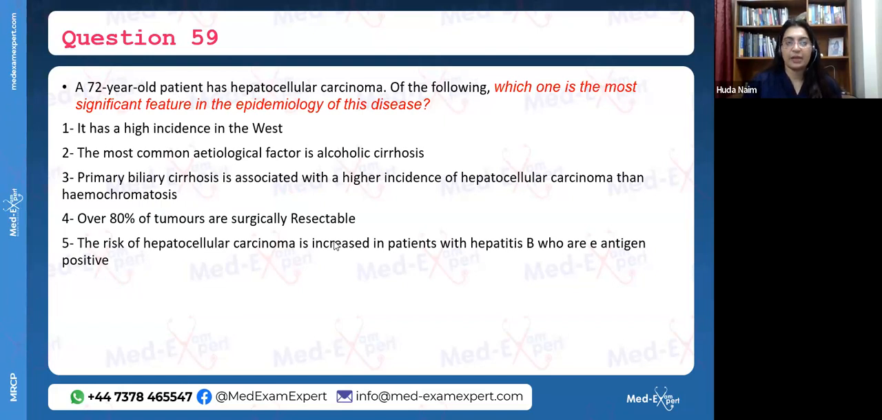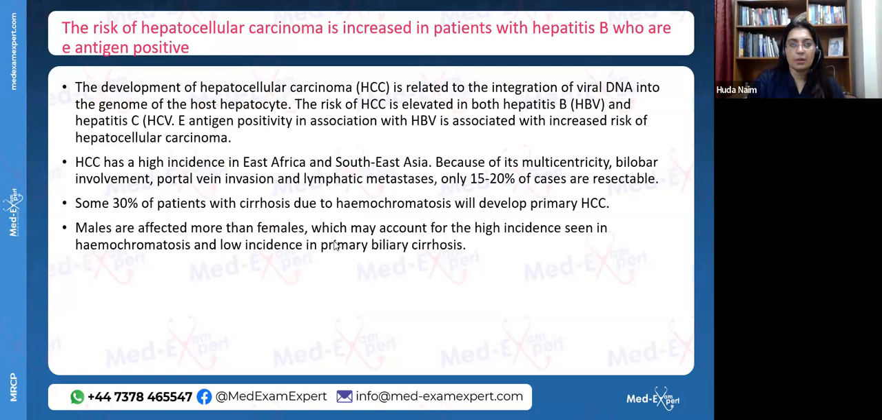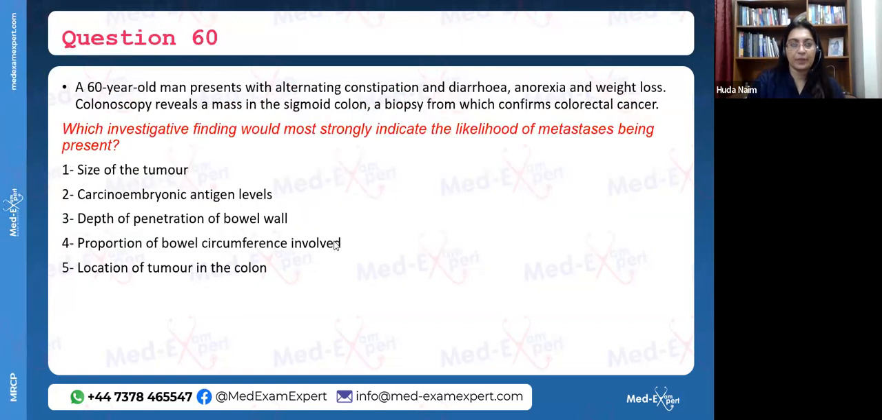Which of the following is a significant feature of hepatocellular carcinoma? Good. So the risk of hepatocellular carcinoma is increased in patients with hepatitis B who are E antigen positive, because it's the marker of infectivity. So there's more activity, more viral replication going on, more hemolysis, more inflammation, more dysplasia, more chance of malignancy. Okay. The next question.